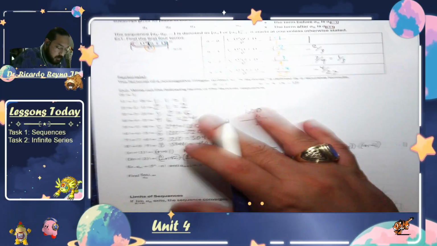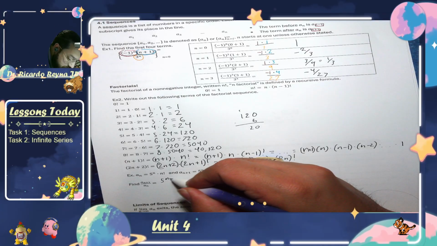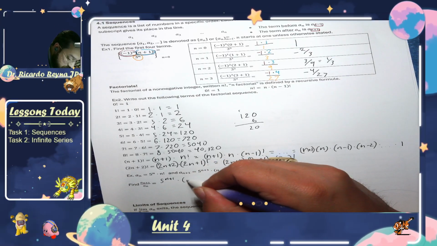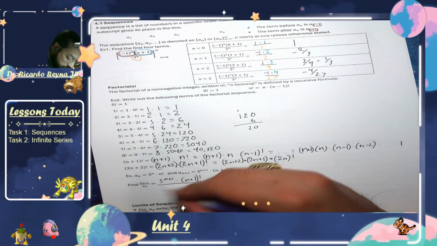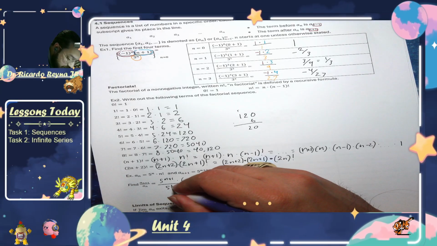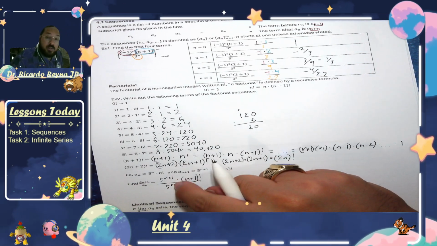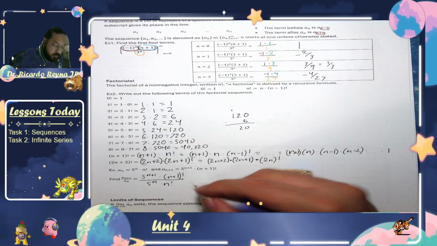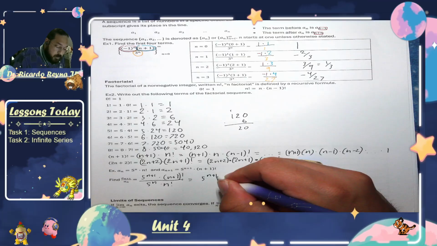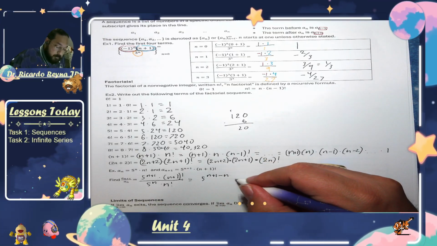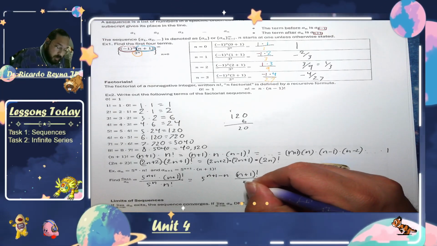First thing I'm going to do is write this out: (5^(n+1) times (n+1)!) over (5^n times n!). I'm going to start with this first. This is probably the simplest. Just simplifying the power: 5^(n+1-n) times this fraction, (n+1)! over n!.